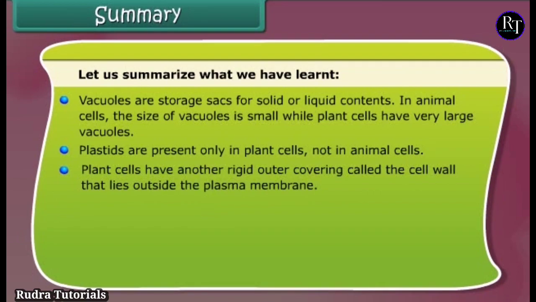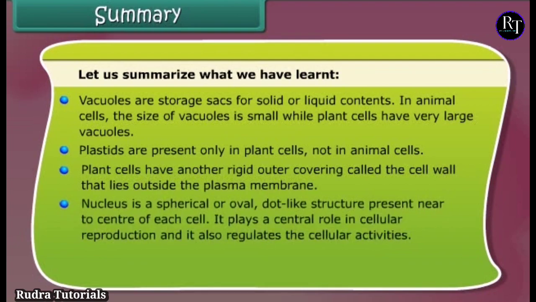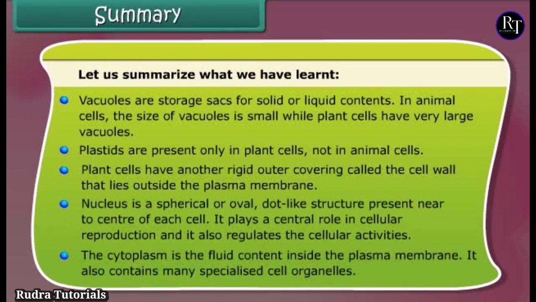The plant cell wall is mainly composed of cellulose and provides strength to the cell. Nucleus is a spherical or oval, dot-like structure present near to the center of each cell. It plays a central role in cellular reproduction, and it also regulates the cellular activities. The cytoplasm is the fluid content inside the plasma membrane. It also contains many specialized cell organelles.